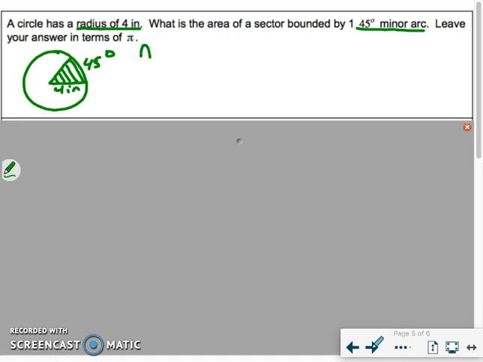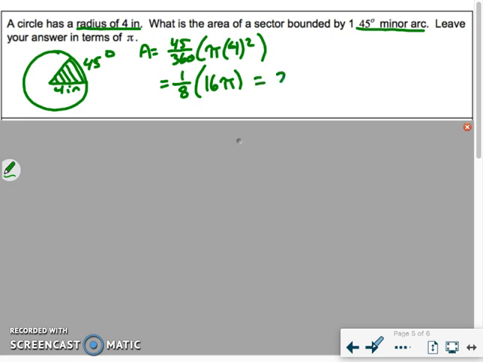So the area is going to be 45 out of 360 times the area of the circle, pi times 4 squared. 45 over 360 simplifies to 1/8, and 4 squared is 16, so I have 16 pi there. They do want the answer in terms of pi, so 1/8 times 16 is going to be 2 pi, and then we have square inches as our result. So that's how you would find the area of a sector.